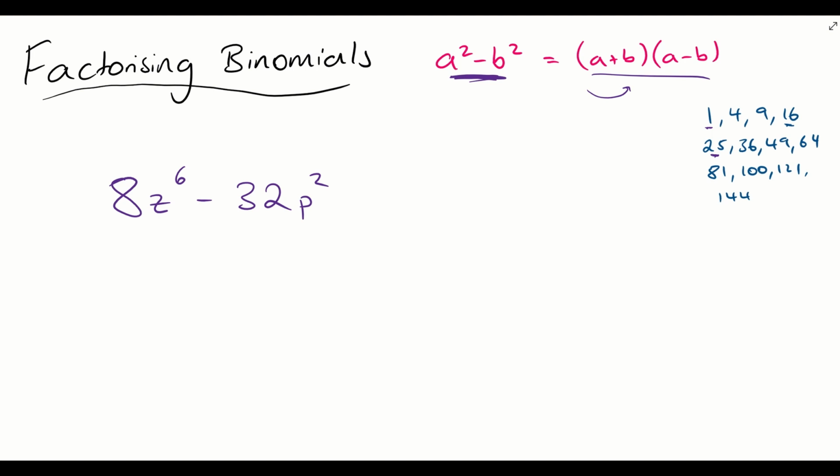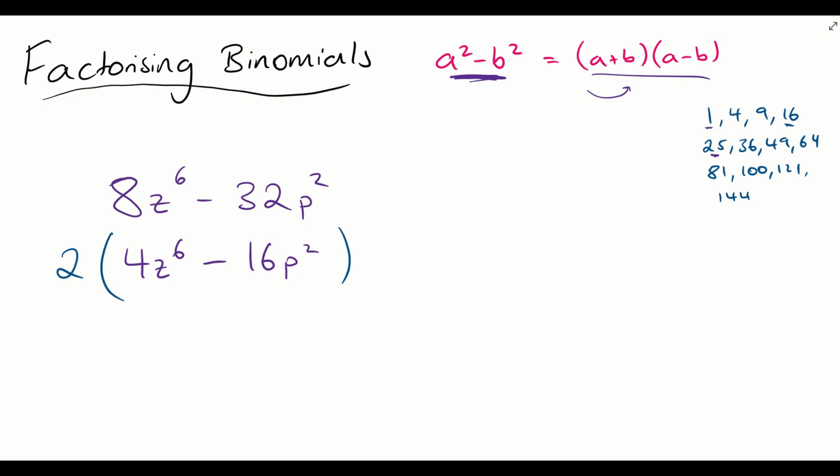We can actually bring out a common factor first. So if we take out a common factor of 2, let's see what happens here. So let's bring a 2 out the front. I now get 4z to the power of 6 minus 16p squared. So I'm going to divide everything by 2. And now I see that I've got these lovely magic square numbers, the number 4 and 16. Bingo. So what can I do from this?